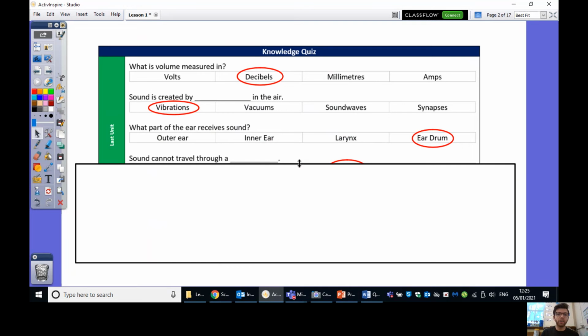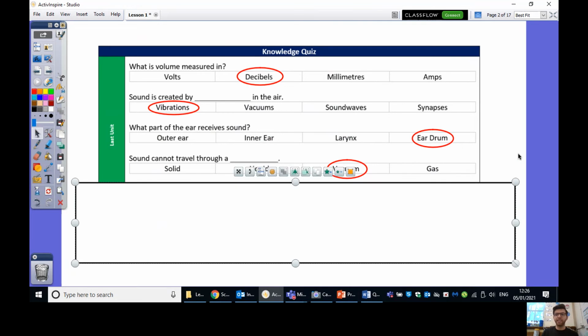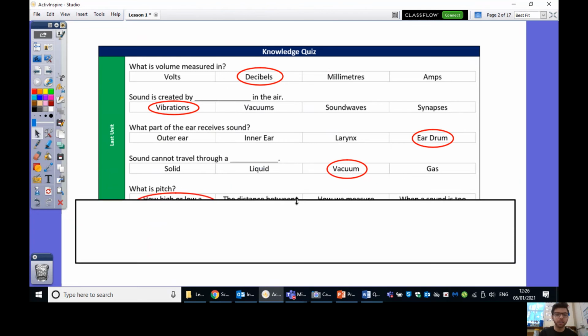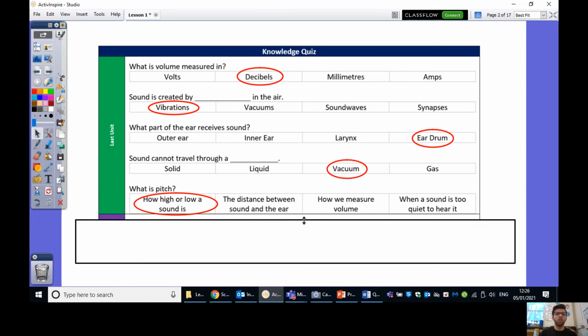Question 4. Sound cannot travel through a vacuum. So a vacuum, an example of that would be like in space. You can't hear anything in space because it's a vacuum. So sound is not able to travel through that, meaning that a vacuum is something that there are no air particles in. What is pitch? It is how low or high a sound is. So how high or low a sound is.